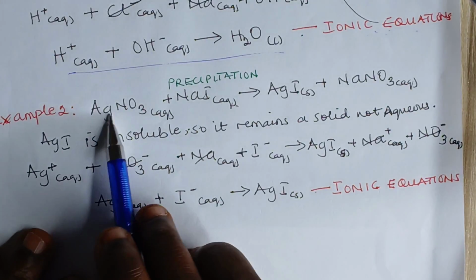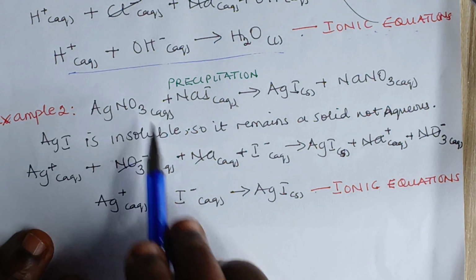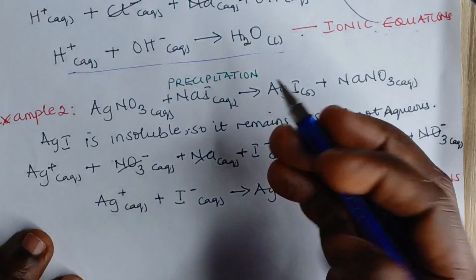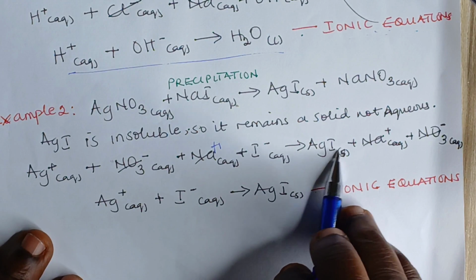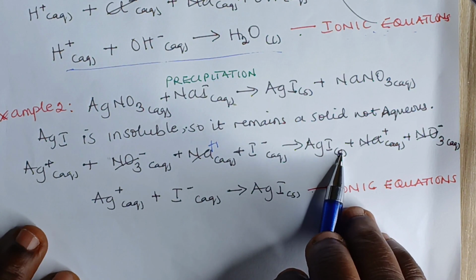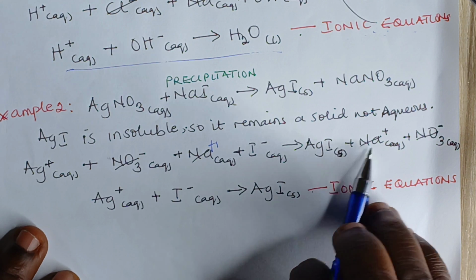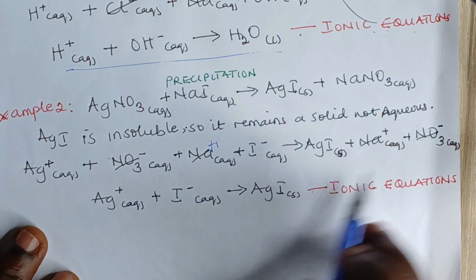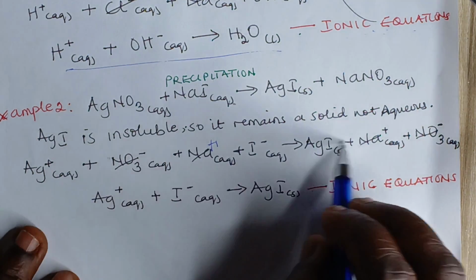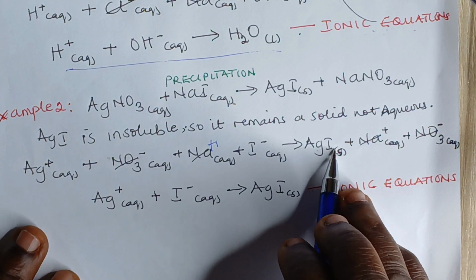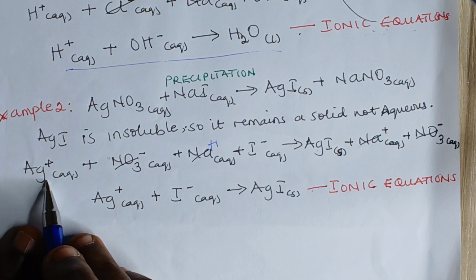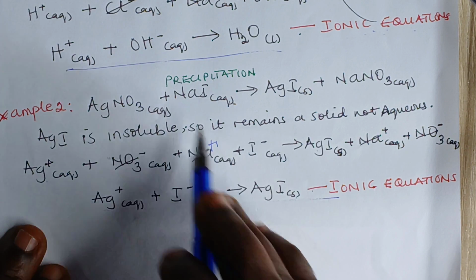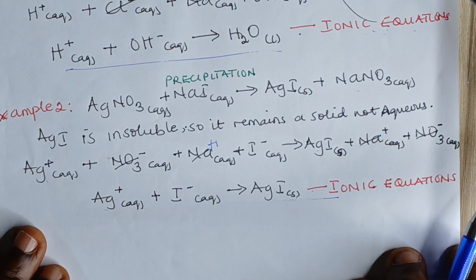So when you break this down, we have silver ion, Ag plus, NO3 minus, Na plus, I minus. Then silver iodide is not broken down, so we write it as AgI. Then Na plus and NO3 minus are ions, so we can break them down. After cancelling out the spectator ions, we write out the remaining ones like this.